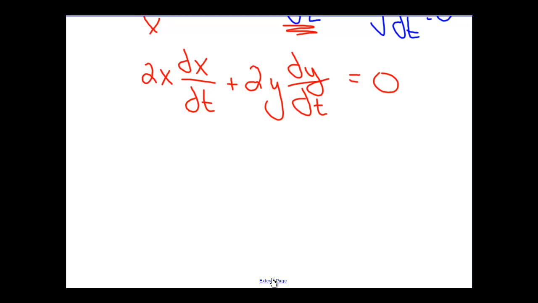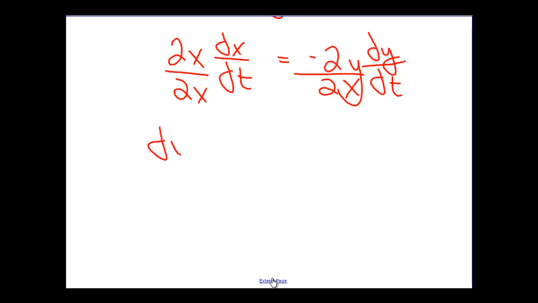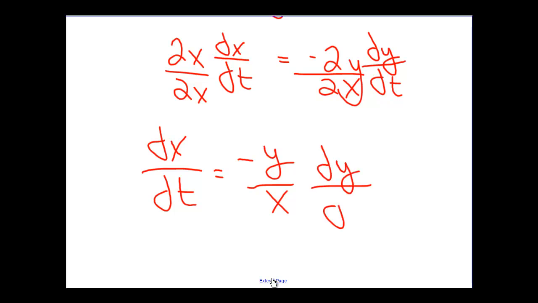If we do that, we'll start by moving this 2y dy/dt over to the right-hand side. That gives us 2x dx/dt equals minus 2y dy/dt. And we can divide both sides by 2x. We see that the rate of change of the bottom of the ladder is simply equal to minus y over x, the ratio of the positions of the top and bottom of the ladder, times the rate of change of the top of the ladder's position.